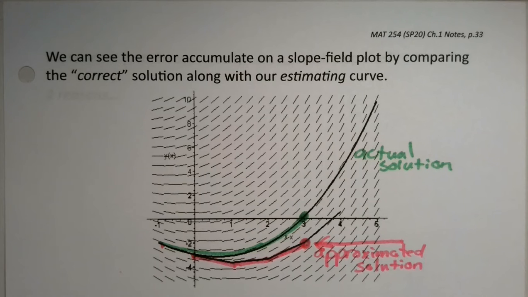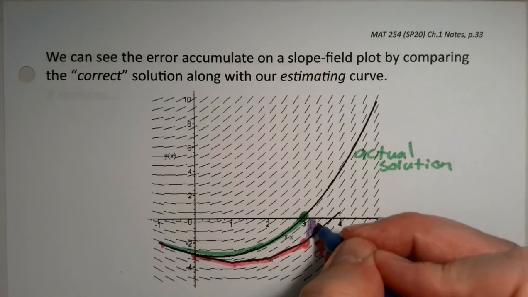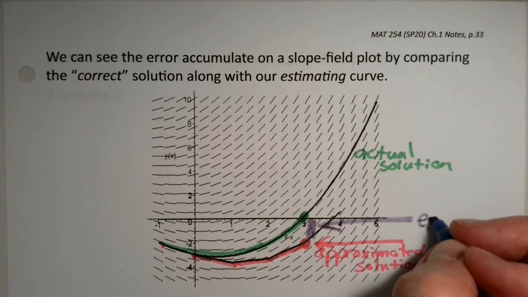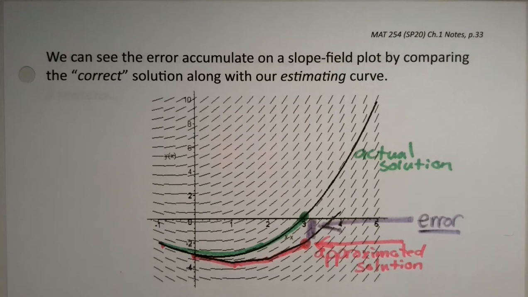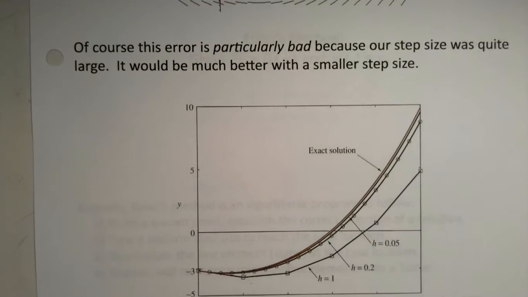And so you can tell that the actual solution is quite a bit different than what we actually see. And the gap between these things is what we would call our error. My marker's starting to die on that one, I guess. So the gap between those two tells us we're not so great. But of course, this error is particularly bad because our step size was huge. So what happens if we take smaller step sizes?